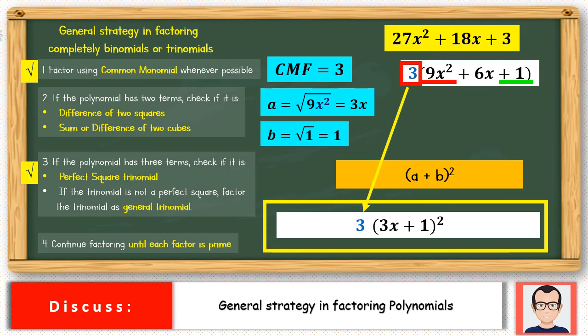Got it? Practice makes perfect, and by doing varied exercises in factoring, we will be able to master it in soonest time. And I know that you can do it. Now, let's move forward to our last example.